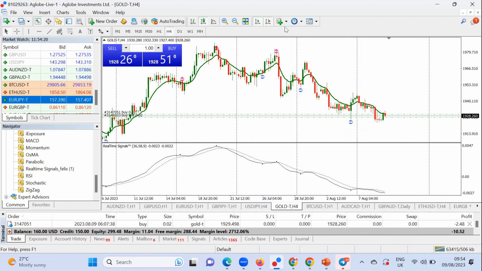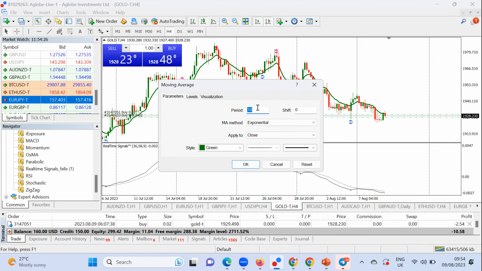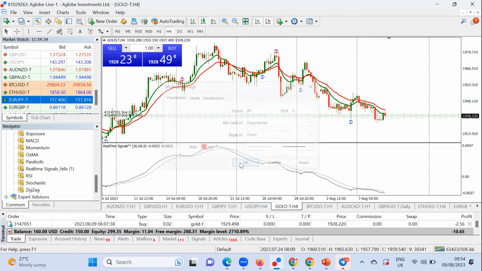Number 2, you're going to go back again and add indicator moving average. This time around, you're going to make this one 20, right? And then make it red. Thank you. So 1 at 20, 1 at 10.